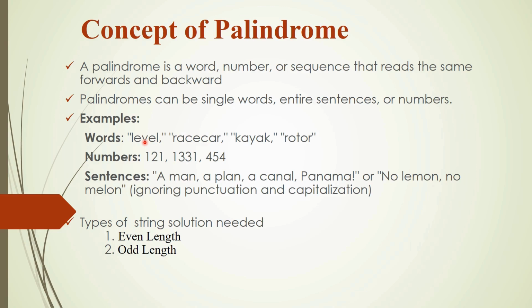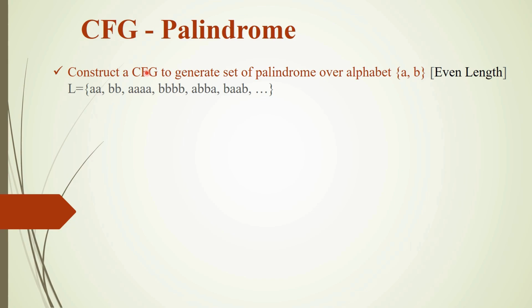Now the point is how can we design context-free grammar for those types of words. In this session we have to generate context-free grammar for two types of palindrome strings. One is a palindrome string with even length. The other is odd length. Let's discuss both of them one by one. In university exams, questions are asked like this: construct a CFG to generate the set of palindromes over alphabet a and b. The same question is asked for numbers also.